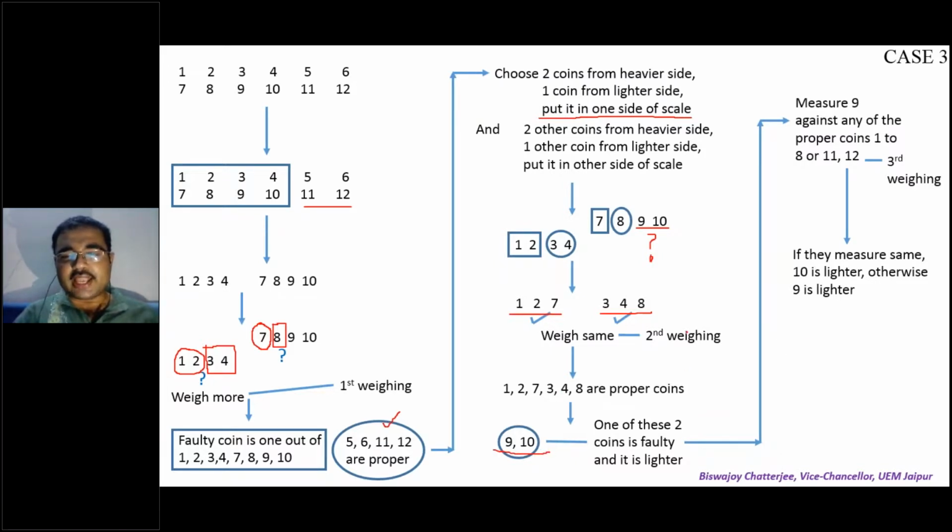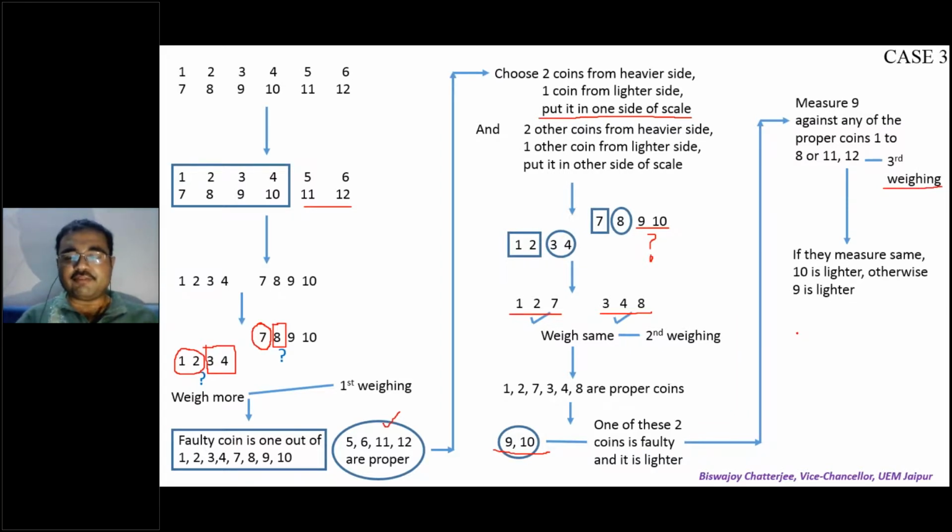So you measure 9 with any of the proper coins. If they measure the same, 9 is proper, so 10 is lighter. Otherwise, 9 definitely is lighter. If they don't measure the same, 9 will measure lighter, because you know one of these 2 coins, 9 and 10, is lighter. So here also it is solved in how many weighings? Done again in 3 weighings.